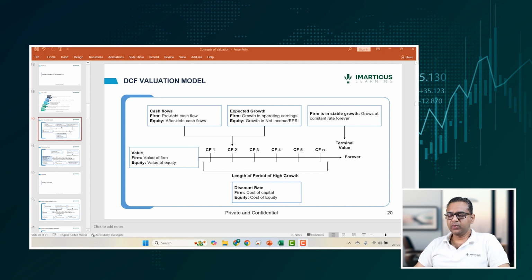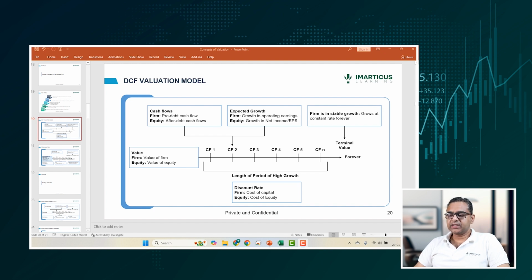Here we are talking about cash flows. It could be for the firm or it could be for equity. So pre-debt cash flows or free cash flows to the firm, it could be those cash flows, or it could be equity cash flows only, that is after debt cash flows, free cash flows to equity.